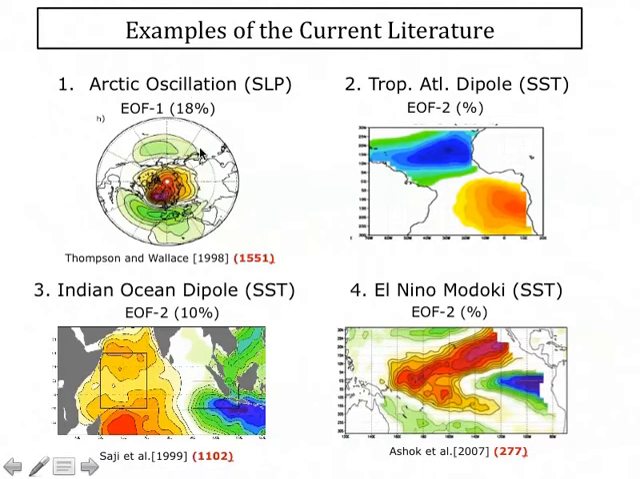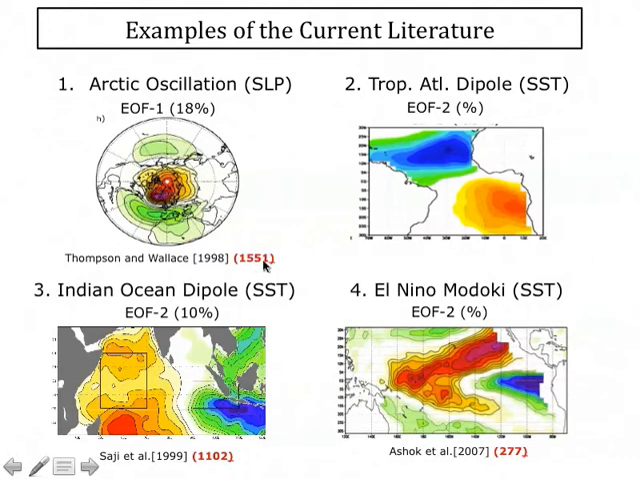Okay, let's start with the examples from the current literature. Principal component analysis, or EOF analysis, is very high profile in the literature. If you look at the most outstanding publications in the last 10, 20 years, these are actually principal component analysis. So I'll give you 4 examples. The first one is the Arctic oscillation.